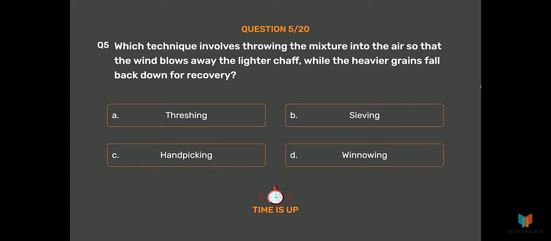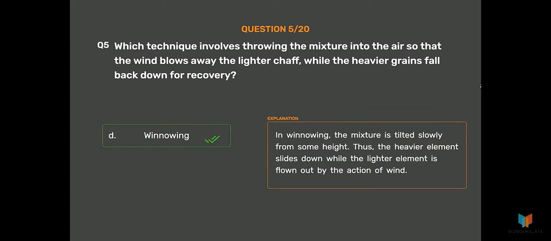The correct answer is option D. Winnowing. In winnowing, the mixture is tilted slowly from some height. Thus, the heavier element slides down while the lighter element is flown out by the action of wind.